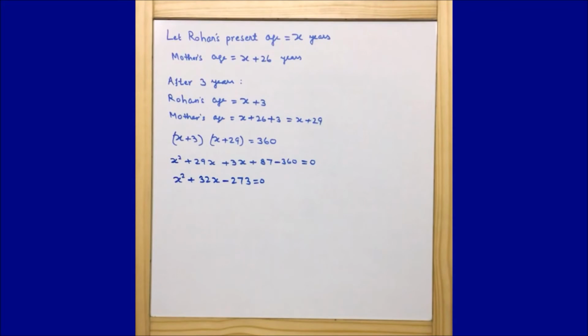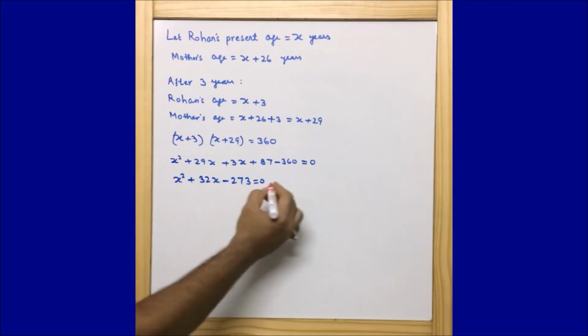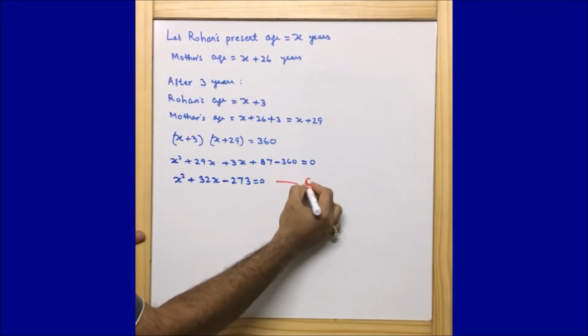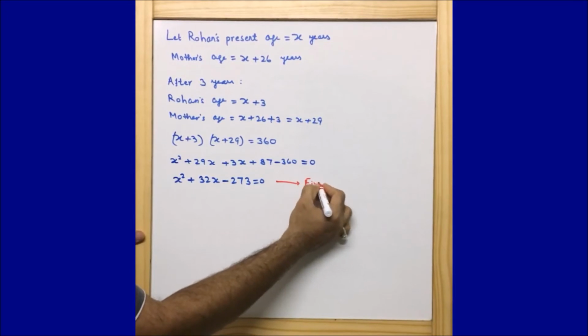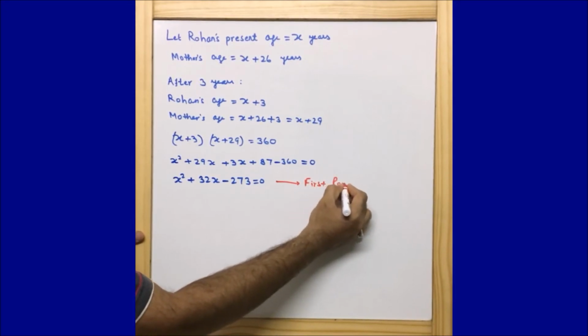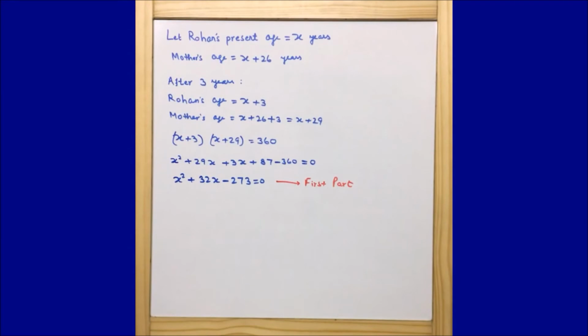So we got a quadratic equation. So this is the first part of our question where it asked for a quadratic equation. Now let us solve this quadratic equation and we will get the value of x, and then we are able to complete our question and answer. Once we get the value of x, then that is going to be Rohan's present age.